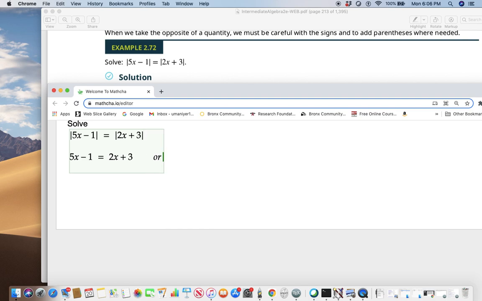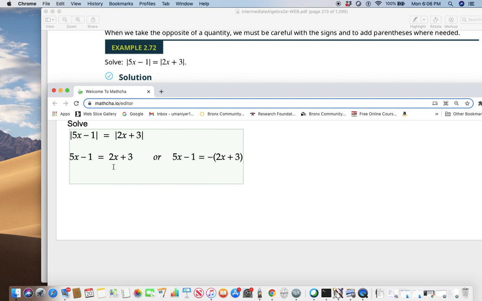That's one option. Or 5x minus 1 equals the negative of the right hand expression. Notice the expression inside the absolute value, all of it has to be negated, so take all of it inside parentheses. You therefore have two equations. Let's solve each one.